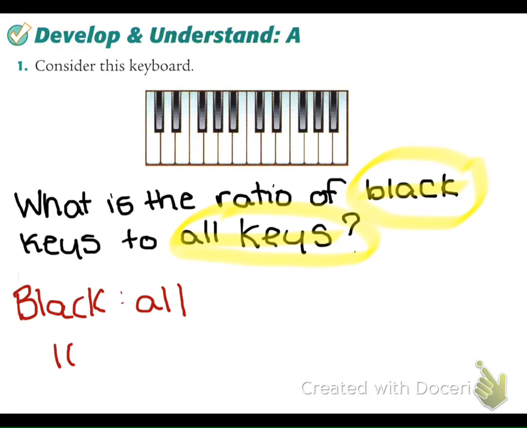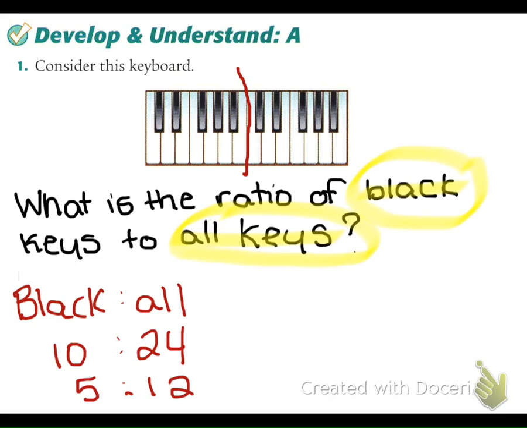Let's count how many black keys there are on the keyboard. There are 10 black keys on the keyboard. How many keys are there in all on the keyboard? There are 24 keys in all. So I can call this a 10 to 24 ratio. Again, because this keyboard seems to repeat in half, I can reduce this ratio and say that this is a 5 to 12 ratio. If you've noticed, I've divided both the black keys in half and all keys in half. So 5 to 12 is equivalent to 10 to 24.